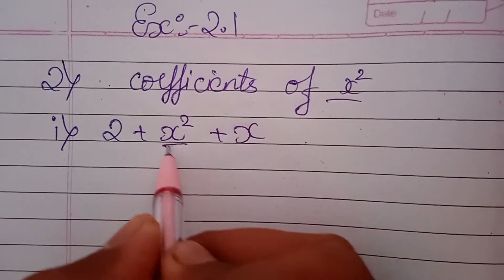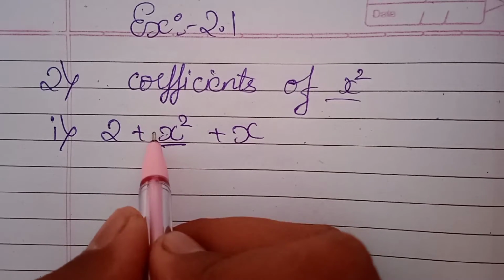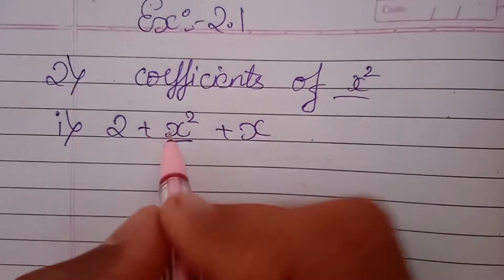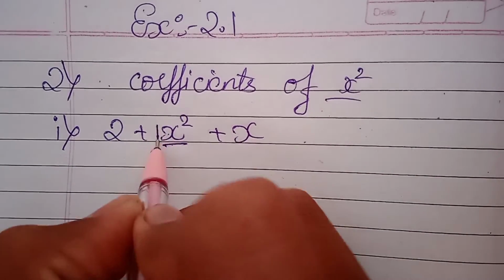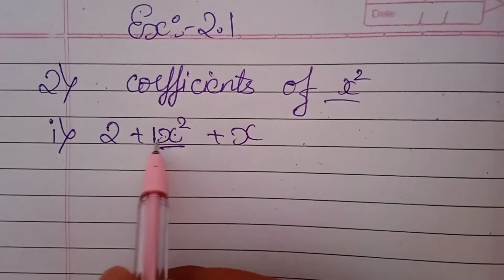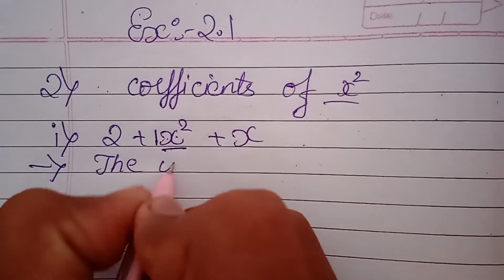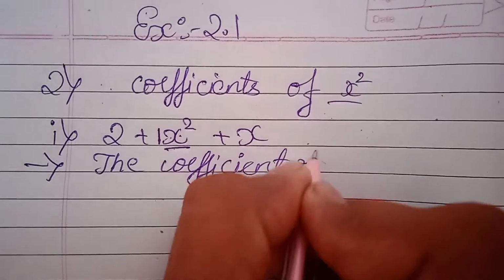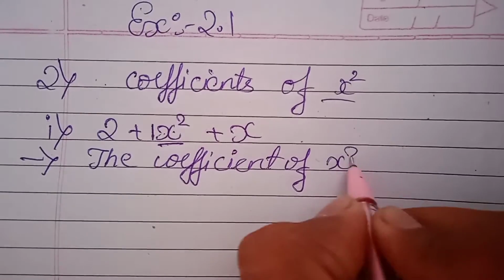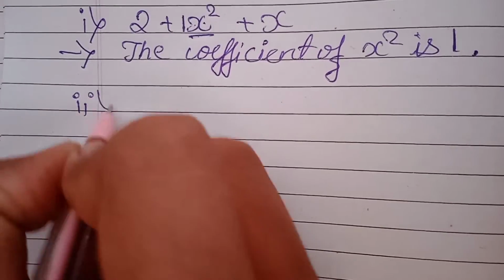Here we can see that there is an x square. Before x square there is no number. There is nothing, and when there is no number we should think that there is a 1. And the coefficient of x square is 1. The coefficient of x square is 1. You should write like this sentence. Okay friends, we will move to the second question.